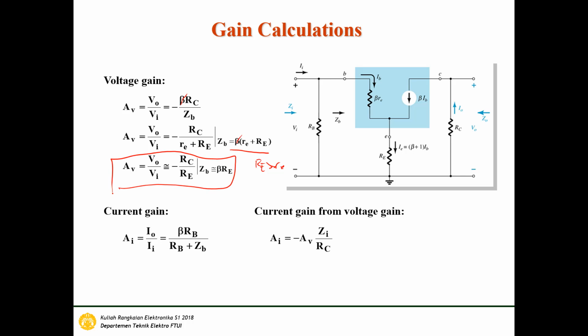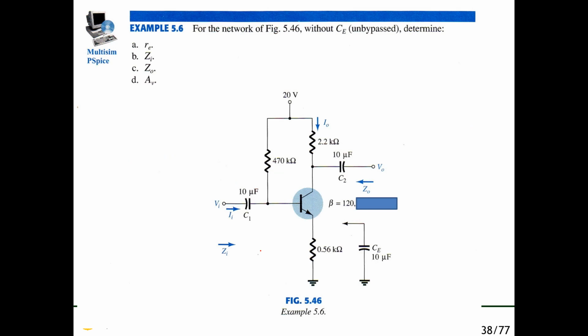And then this is the current gain. Ai is Io per Ii, which is beta RB per RB plus Zb. Okay, so the current gain from the voltage gain is Ai is minus Av Zi per RC. Okay, so this is the network of the emitter resistor. Okay, for the network without CE, unbypassed, determine re, Zi, Zo, and Av.